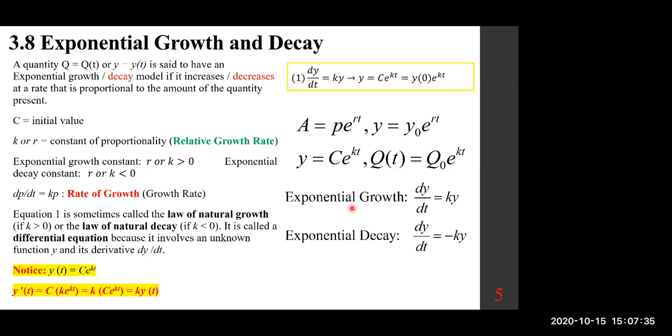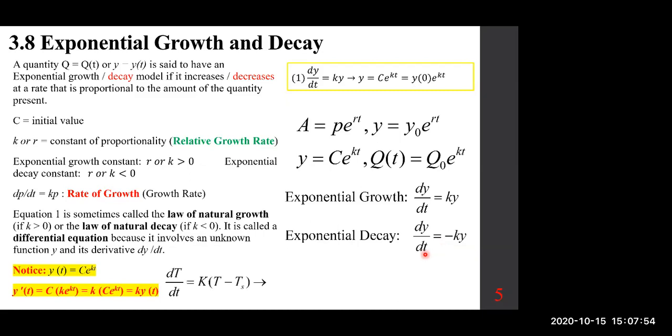Okay, so in short, exponential growth: dy/dt is k times y. Exponential decay: dy/dt is minus k times y. So when k is positive, it's an exponential growth. If it's negative, it's an exponential decay.